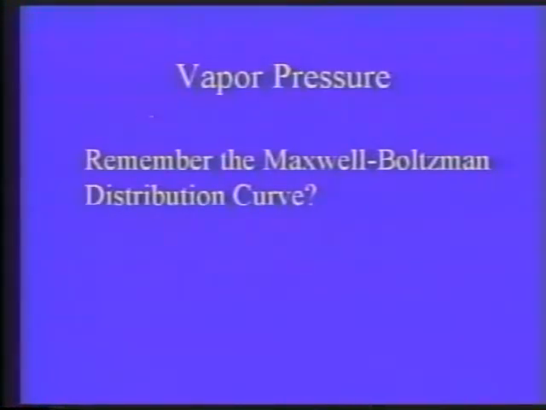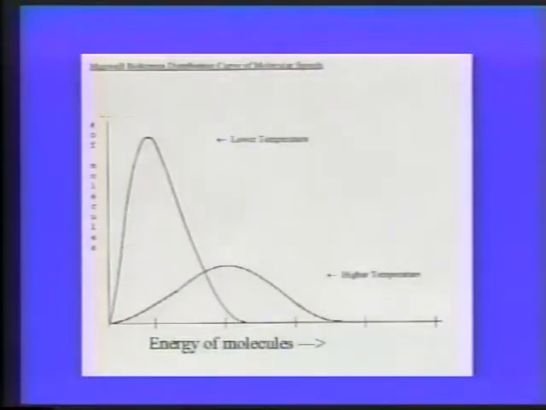Oh, we studied that way back when, didn't we? Here's a Maxwell-Boltzmann distribution curve. Now let's look at it. Here I have a distribution of molecules right here at a lower temperature. See the lower temperature there? Can you see that all right? It's not showing up real well, but we'll have to live with it. And then here is that same group of molecules at a higher temperature. Now notice, of course, as the temperature gets higher, the energy of the molecules increases.